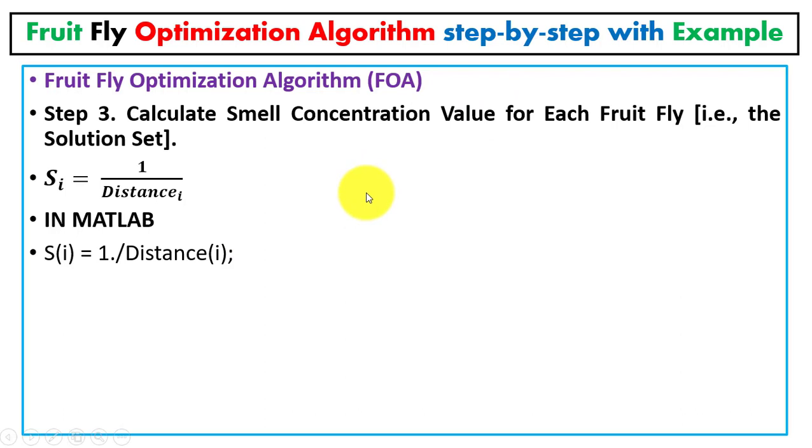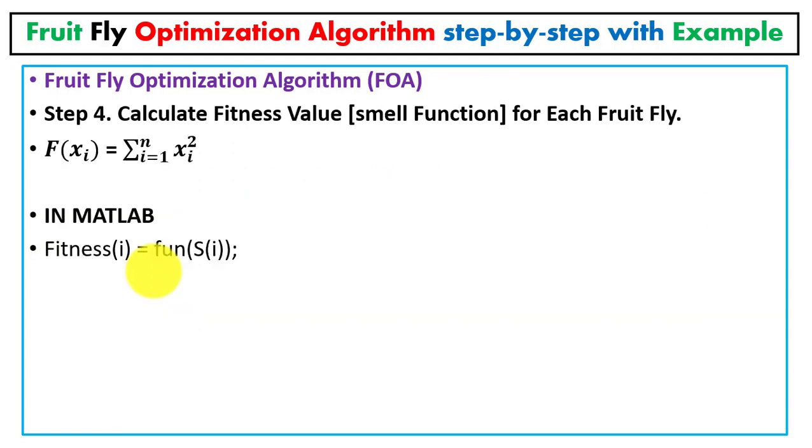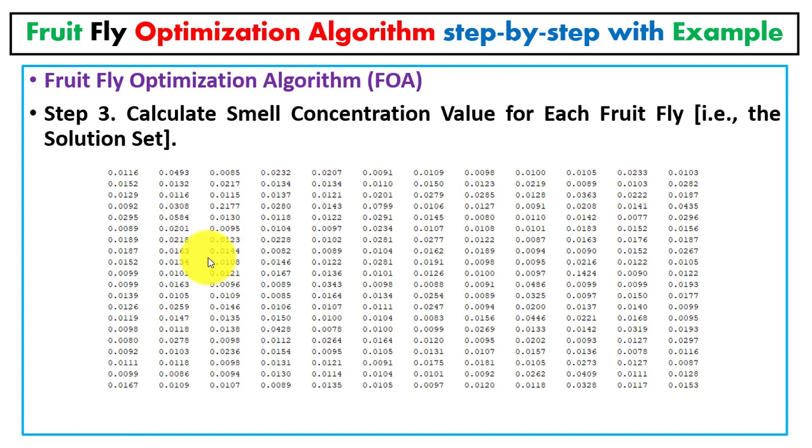In step 3, we will compute the smell values for each fruit fly, that is the solution set. So using this equation we can compute the smell, that is the values for the smell concentration. After that we will compute the smell function, that is the fitness function we are using here for the optimization. I used this fitness function, or the test function. In MATLAB we will write this one, that is the square of the set of solutions we computed in step 3.